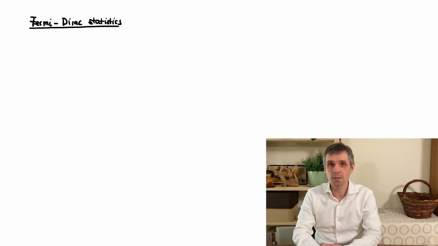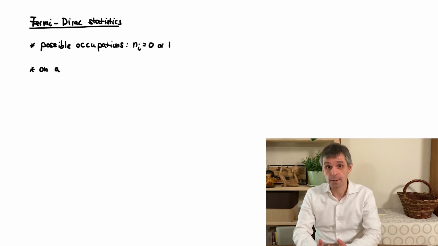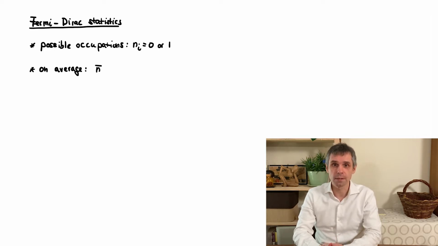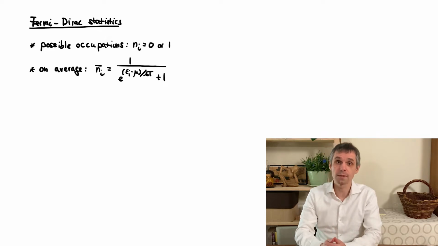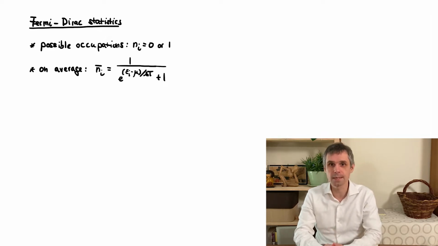In the case of fermions, the Pauli exclusion principle tells us that the possible microscopic occupations are 0 and 1, and so the average occupations will lie within this range. And using the ingredients described above, it then turns out to be of the form given here. This is known as the Fermi-Dirac distribution. The detailed derivation does not concern us. Indeed, it can be derived using different statistical ensembles, and as always, this will be covered in more specialized courses.